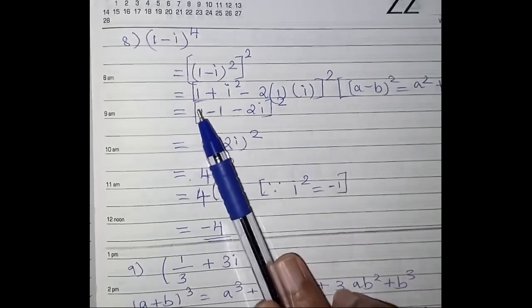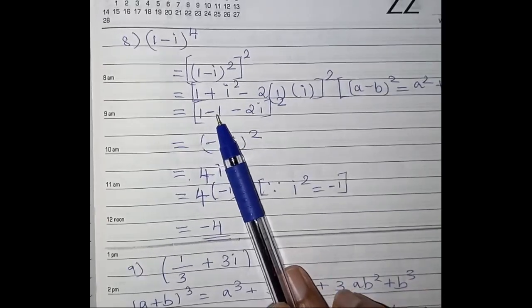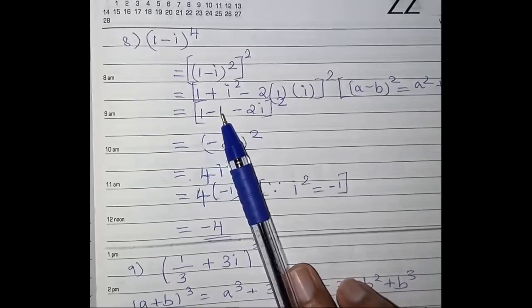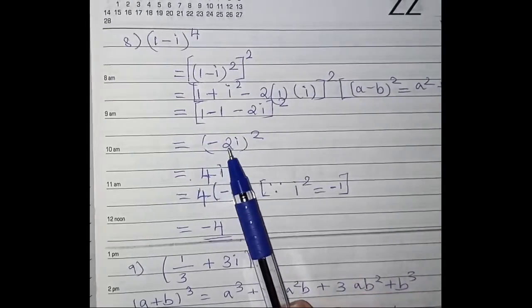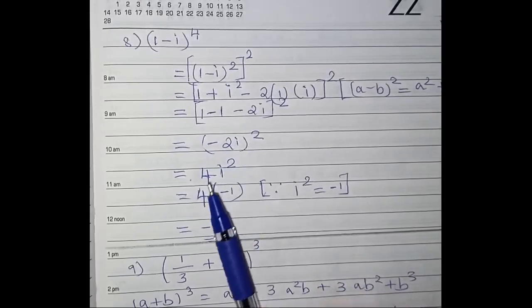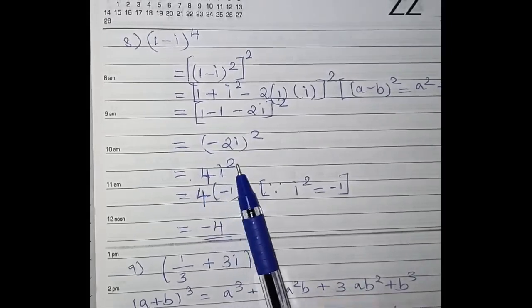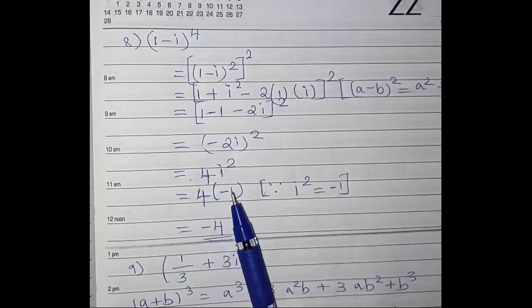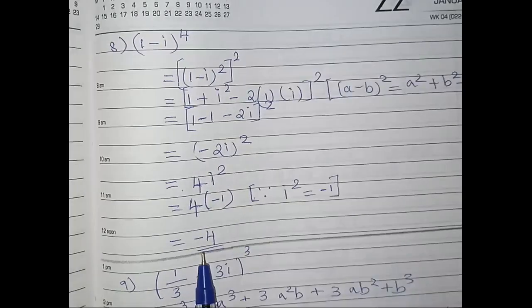The whole square, and that is equal to (1 + i square, the value is -1, - 2i) the whole square. So 1 - 1 is 0. So remaining is (-2i) the whole square, which is equal to 4i square. Yes, but i square value is -1. So 4 into -1 is -4.